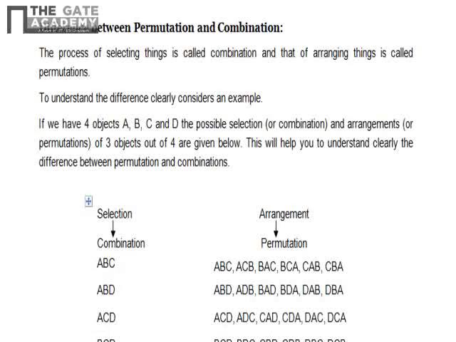Now we'll see what is the exact difference between permutation and combination. In permutation, as I told you, we'll see both the selection and arrangement. But in combination we'll only see the selection. Here order is not important.